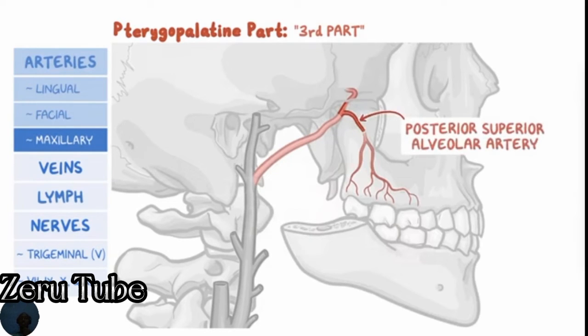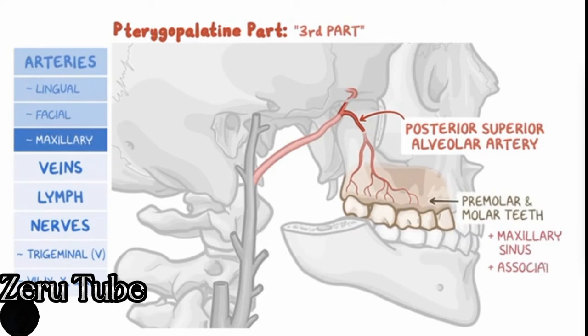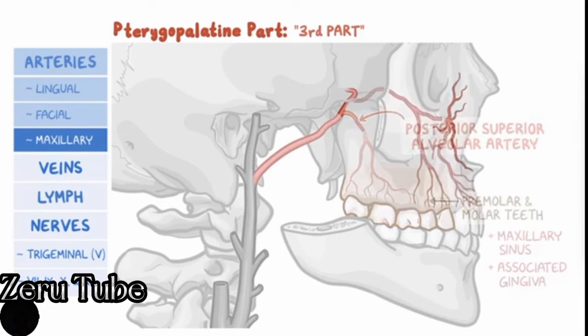The other branch of the pterygopalatine part is the posterior superior alveolar artery. The posterior superior alveolar artery is a branch of the pterygopalatine part, and it gives blood for the premolar teeth and the molar teeth. The premolar and molar teeth are supplied by the posterior superior alveolar artery. The maxillary sinus is also supplied by it. And the associated gingiva of the molar and premolar teeth are supplied by the posterior superior alveolar artery.